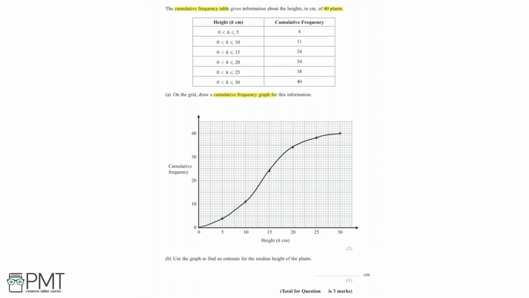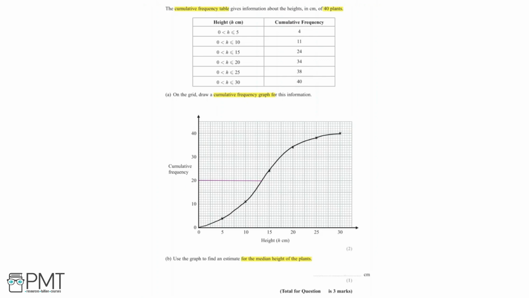Now in part B, we need to use the graph to find an estimate for the median height of the plants. We know that there are 40 plants in total. And to find an estimate for the median height of the plants, we want to find the height when the cumulative frequency is half of 40, because we're finding the median. Half of 40 is equal to 20. And so we're going to draw a line across from the point at which the cumulative frequency is equal to 20. You can see that we've drawn our purple line up until the cumulative frequency graph.